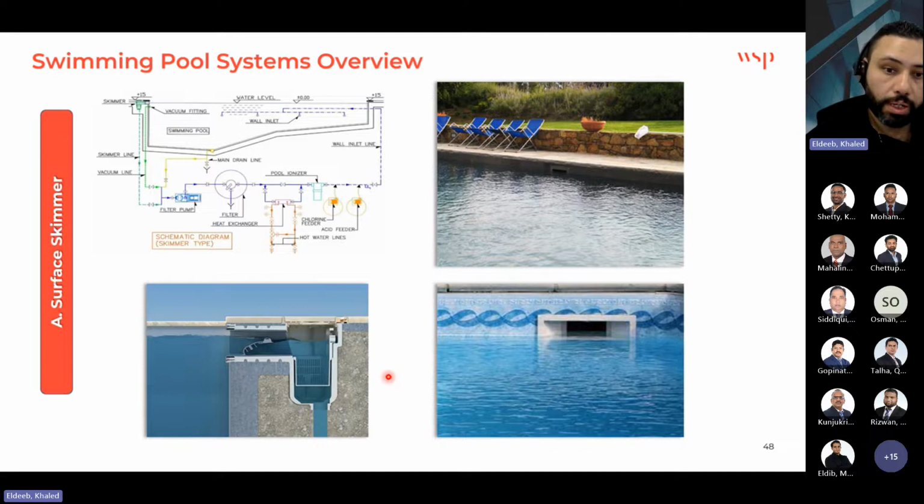Yes. Good questions, Razwan. There are many questions in this question. So first, regarding the overflow, as I just explained, you see here in this photo, the skimmer level is lower than the deck level. Imagine this around 30 centimeters or maybe 20 centimeters all around the perimeter of the pool.